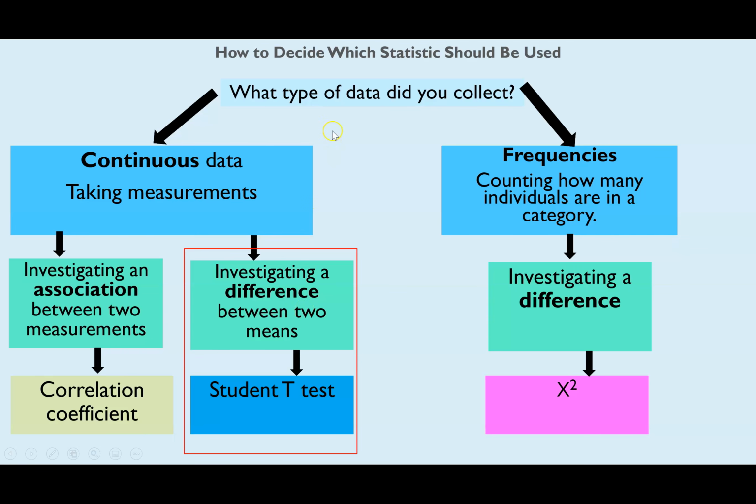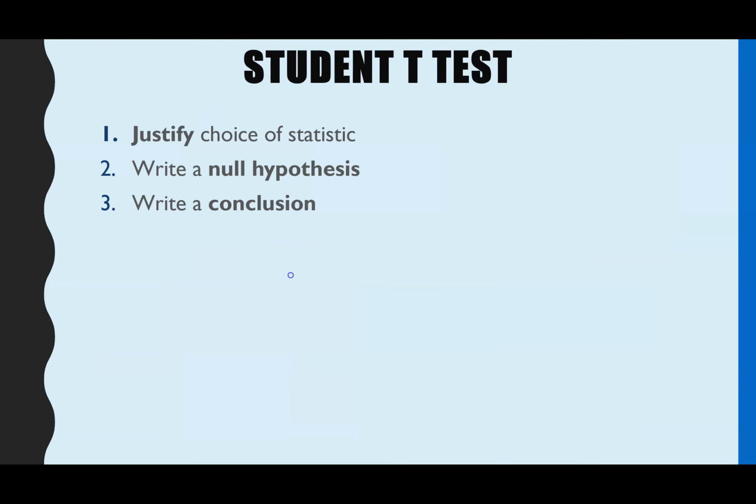So you would use this one if you are collecting continuous data and then you're investigating the difference between the two means of that continuous data. So for example, if you're looking to see, is there a difference between the mean species richness in two different habitats?